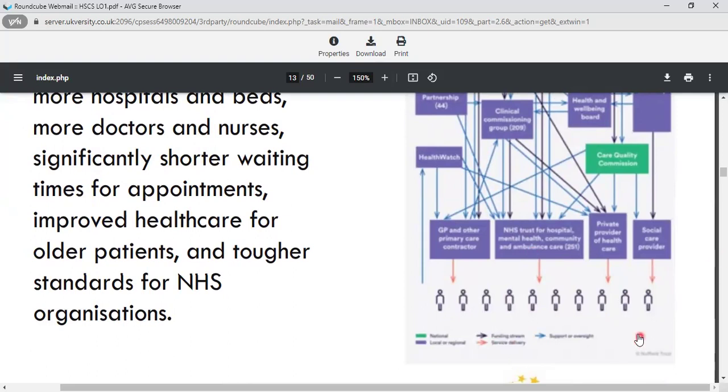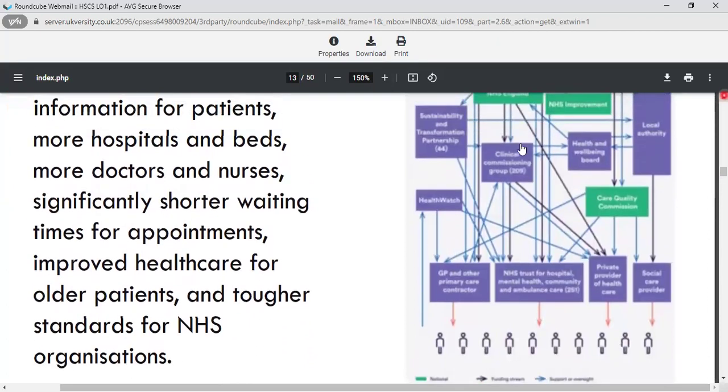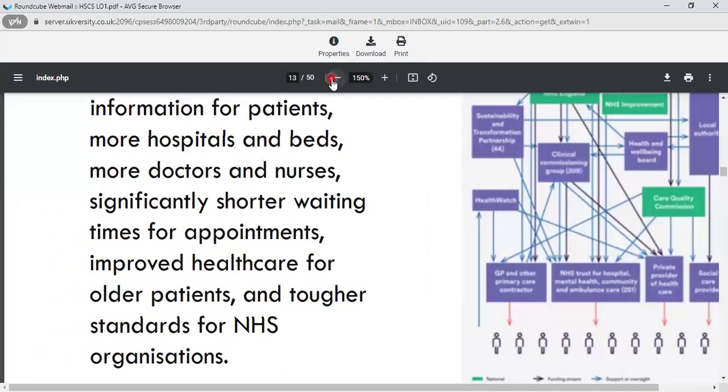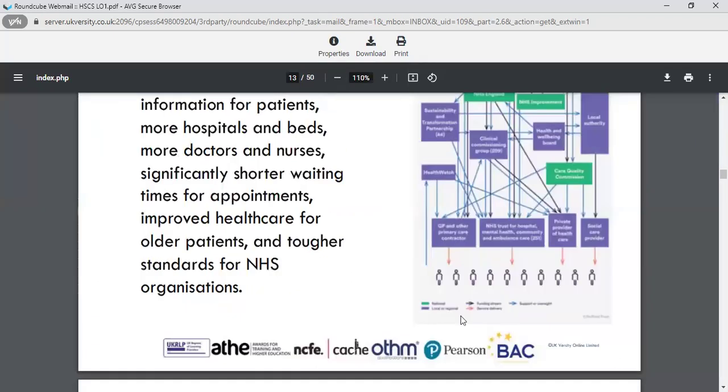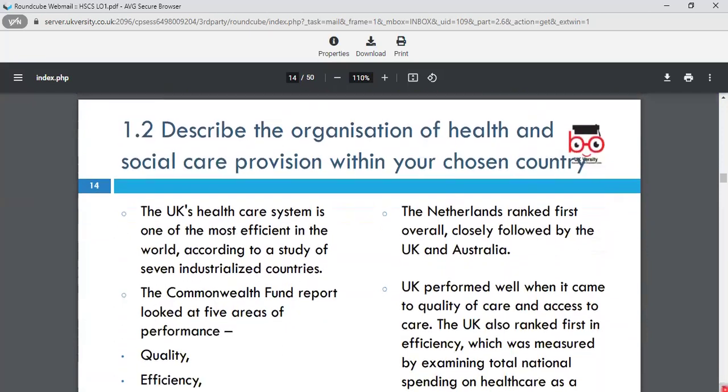This is very important to show you how the system works and what the responsibility of each organization is within the health and social care sector. It's quite complex also, but it's a good way to give you an understanding. Then you describe the organization of health and social care provision within your chosen country.